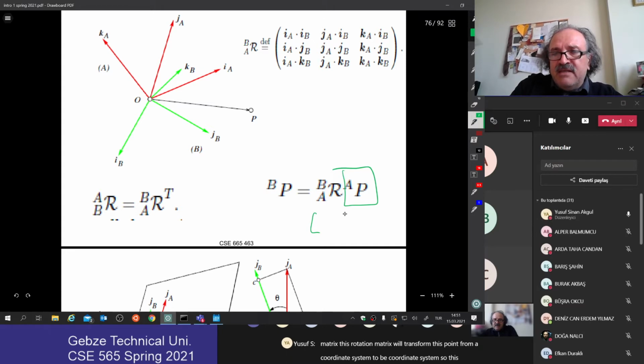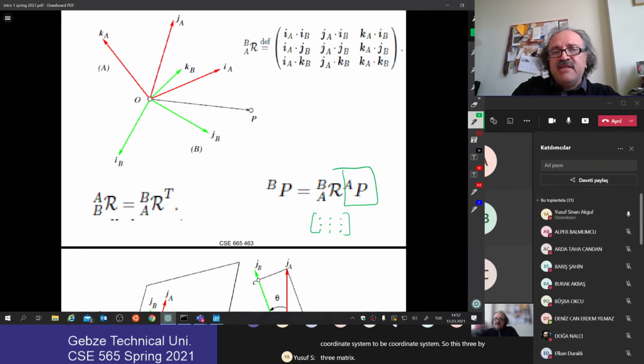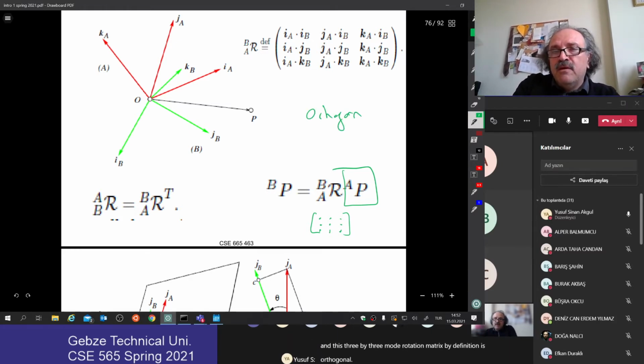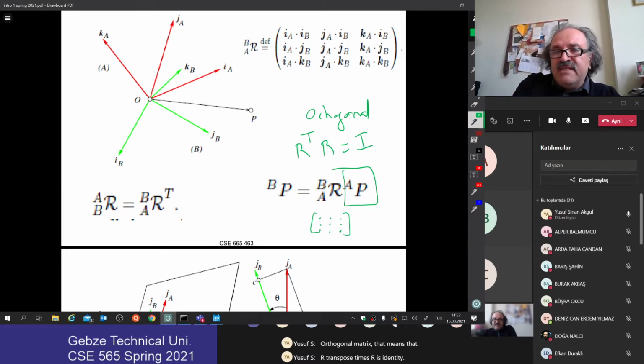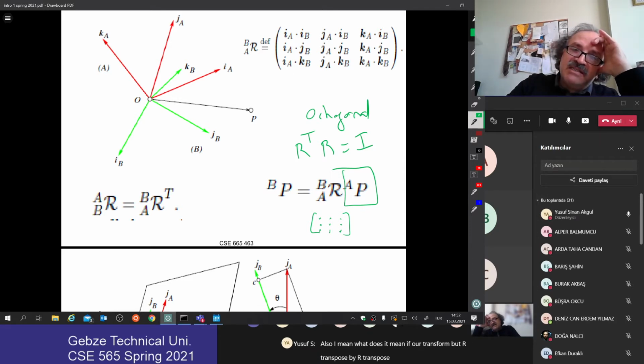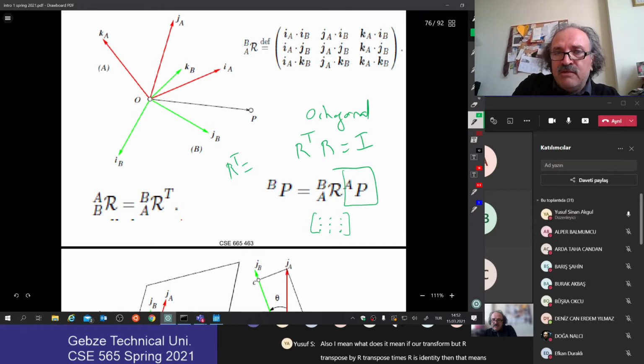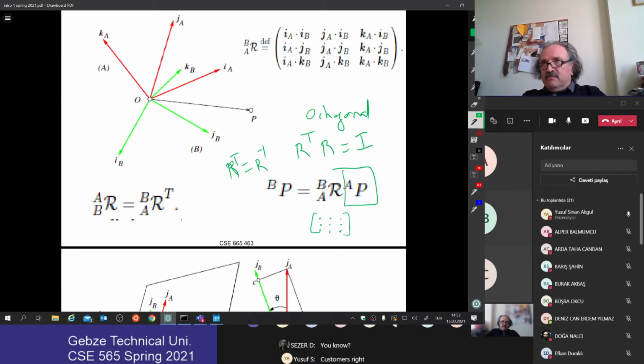So this is a 3 by 3 matrix, special rotation matrix, and this 3 by 3 rotation matrix by definition is an orthogonal matrix. That means that R transpose times R is identity. What does that mean? If R transpose times R is identity, then that means that R transpose is equal to what? The inverse, just the inverse, right? R minus 1.